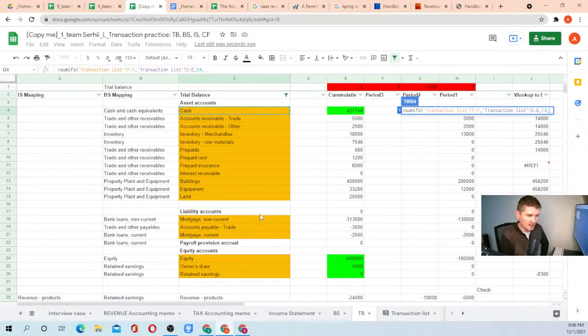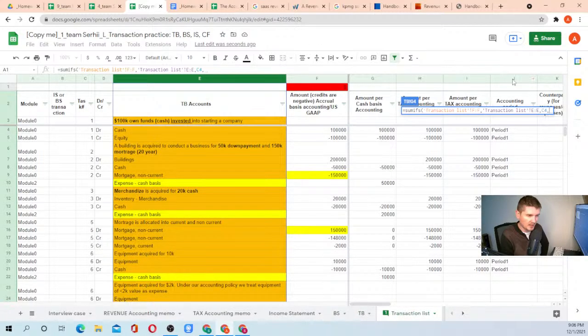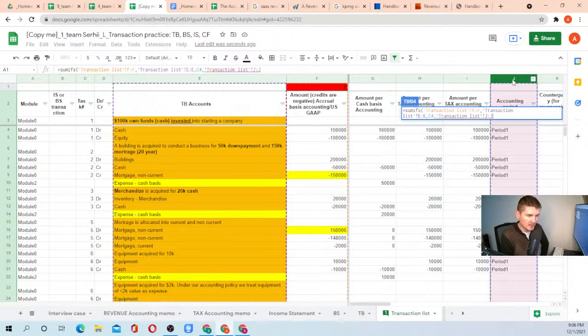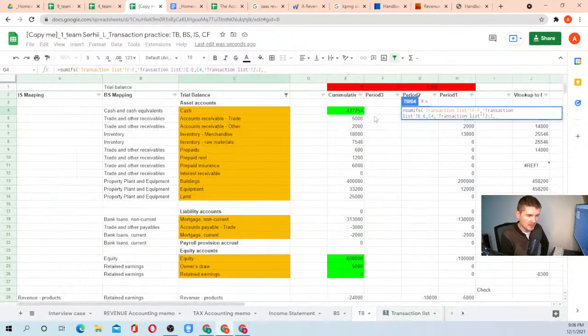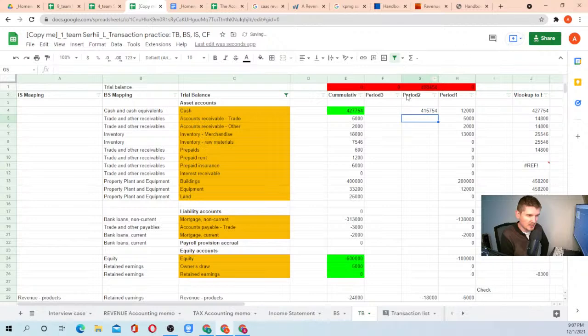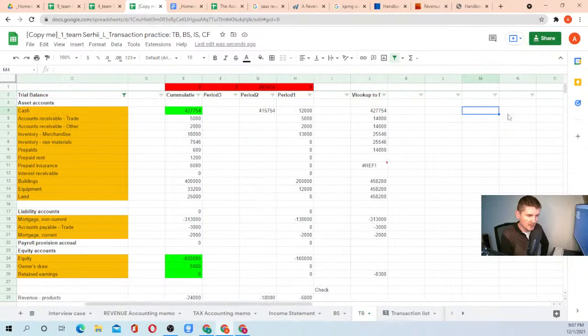Then I put in a comma, and I go to the transaction list again and I select period. Then I put a comma again and I go back to the trial balance and select period 2 in our case. So that works for us. And let's do some check here.